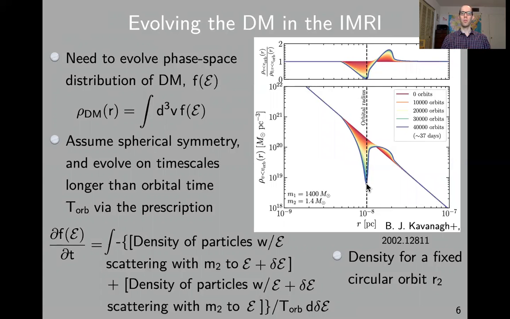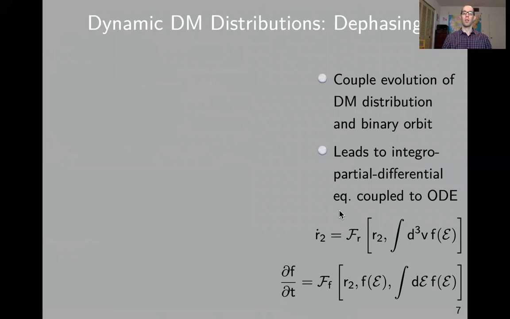So we have a prescription for how to evolve the dark matter distribution, and now we'd like to solve the coupled system of equations, namely the fact that there is some energy dissipated, so the neutron star will sink towards the black hole, and then the phase space distribution will continue to evolve in this process. So this leads to an interesting set of equations, shown schematically here, which are an integral partial differential equation coupled to an ordinary differential equation involving the binary separation.